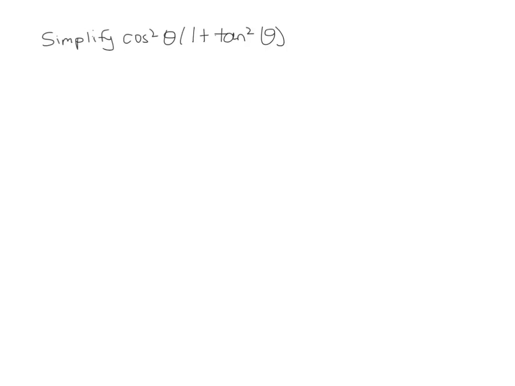However, 1 plus tangent squared is also on my list of Pythagorean identities. And it equals something smaller than what I started with. 1 plus tangent squared is secant squared. And so I am going to replace 1 plus tangent squared with secant squared. And then I'm going to multiply by cosine squared.